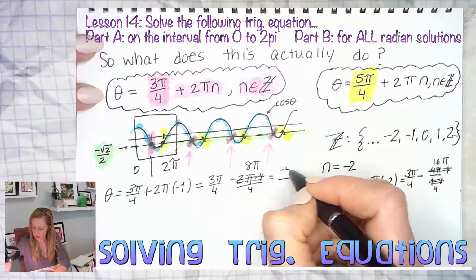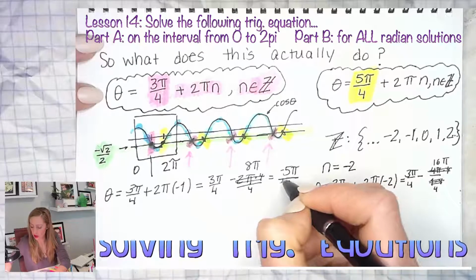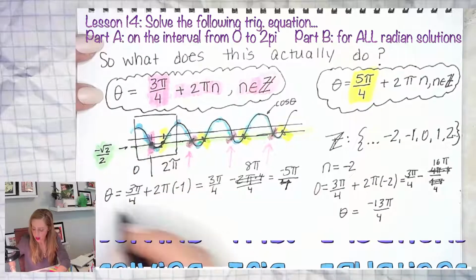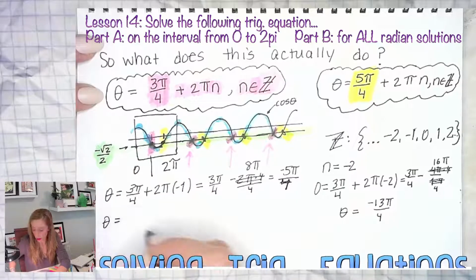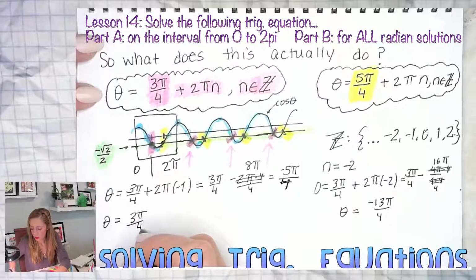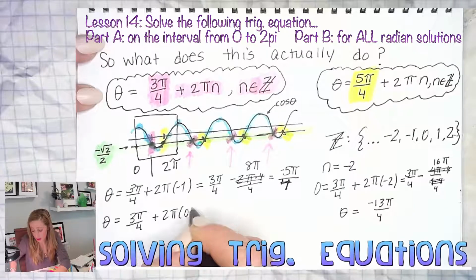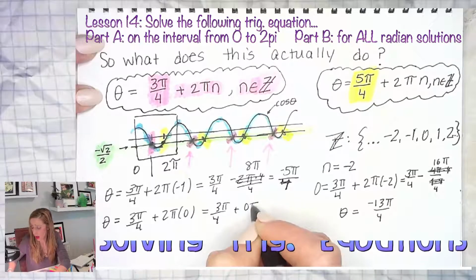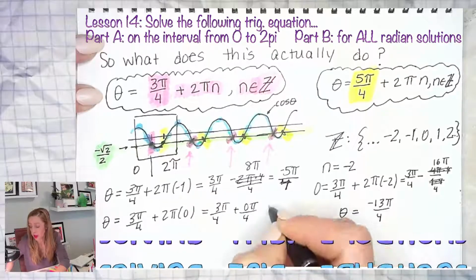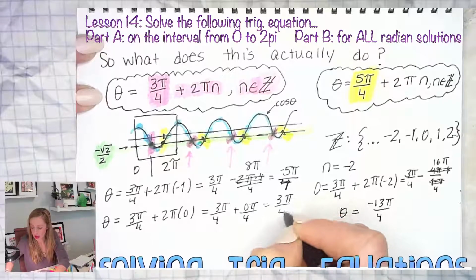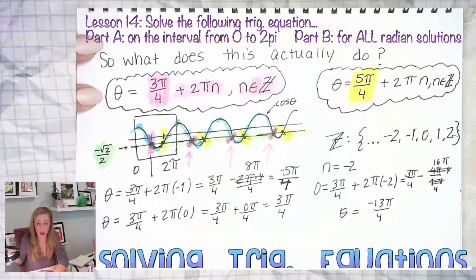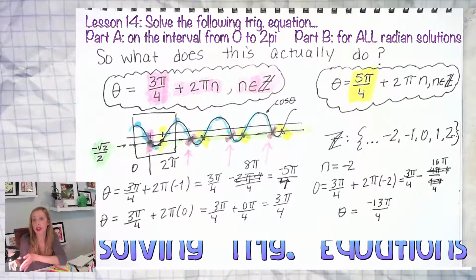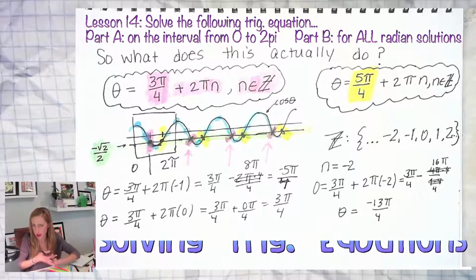-5 pi over 4. So that would be another answer if I kept the graph going this way. Then what if I fill in 0? 3 pi over 4 plus 2 pi times 0 equals 3 pi over 4 plus 0 pi over 4, really, because it's 0 pi, equals 3 pi over 4. I get the first answer I found. So this way you're not excluding it by saying, oh, I'm going to start there, but add and subtract. Well, you're also going to add and subtract 0, so you keep that original answer.